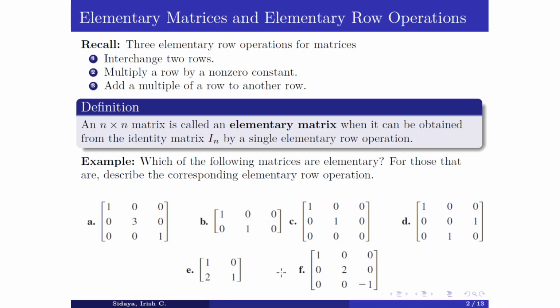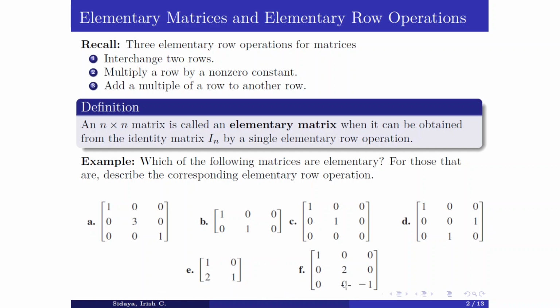Now, how about this one? This is an elementary matrix. Why? Because this can be obtained from a 2 by 2 identity matrix by multiplying the first row of the identity matrix by 2 and adding it to the second row. Okay, so again, this is an elementary matrix.